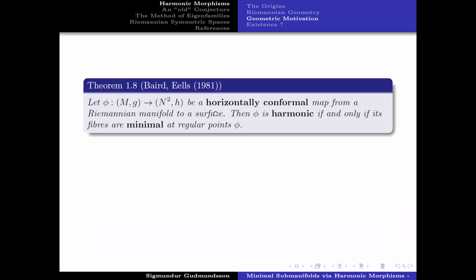So now, why am I interested in this? It turns out that if you go from a Riemannian manifold into a surface, and you assume that this is a horizontally conformal map, then it's harmonic if and only if its fibers are minimal. This is my main reason why I'm interested in this.